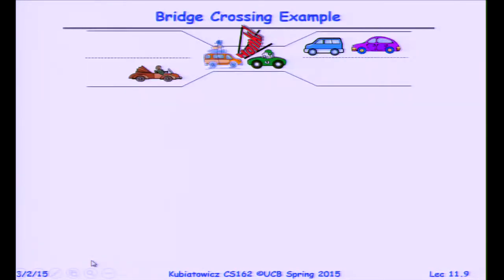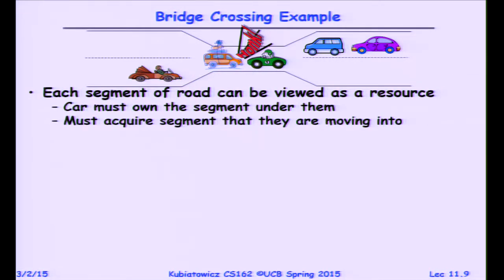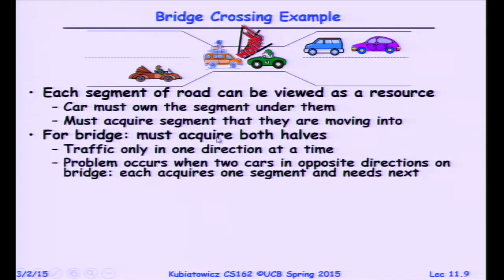Okay? So here's a great example, the 1-lane bridge. And, of course, this never happens in California because we're all so polite. But here we have a situation where both sides try to go on the bridge at the same time. They're stuck. Right? What are you going to do? Well, each segment of the road is a resource. A car has to own the segment under them, and they have to acquire the segment they're moving into to work. And for the bridge, you have to acquire both halves of the bridge. And here we have a situation where this guy has acquired the left half and doesn't have the right half, and this guy has acquired the right half and doesn't have the left half, and we've got a cyclic problem.